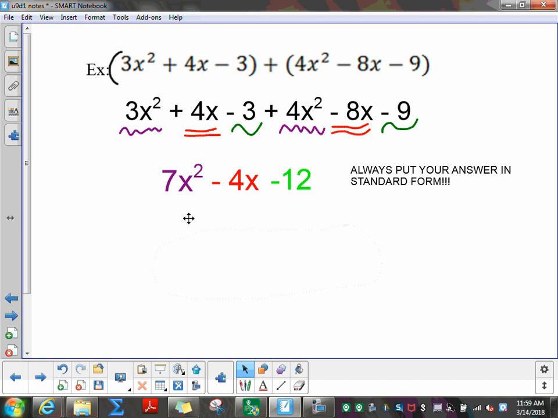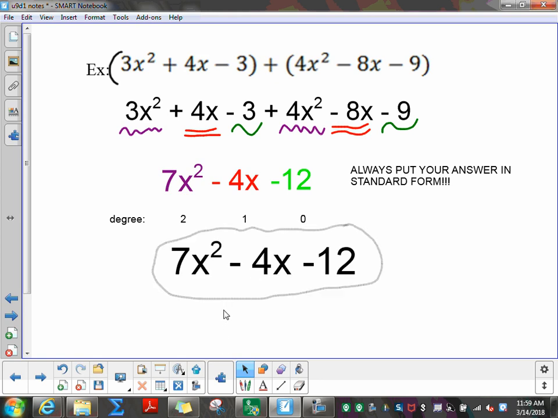The degree of this one is 2. The degree of this one is 1. This is 0 because it's a constant. So it's in standard form already, and that's my final answer. Okay?